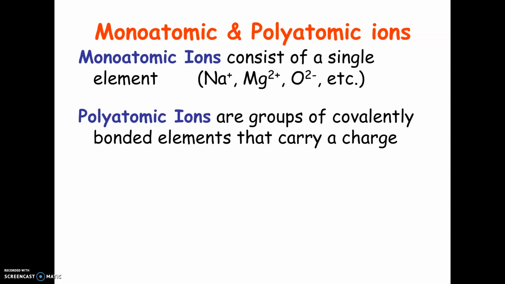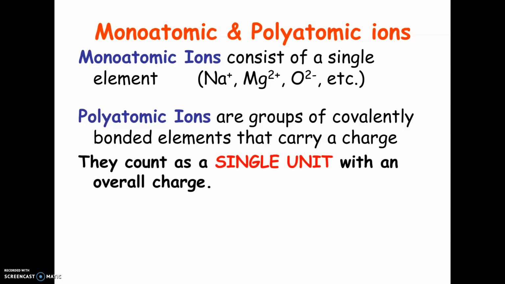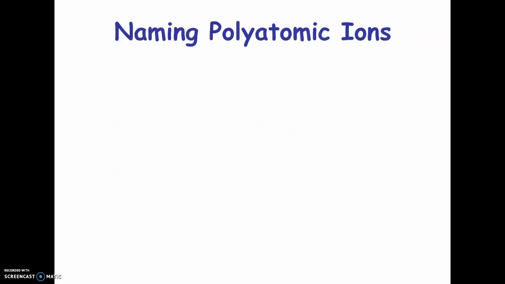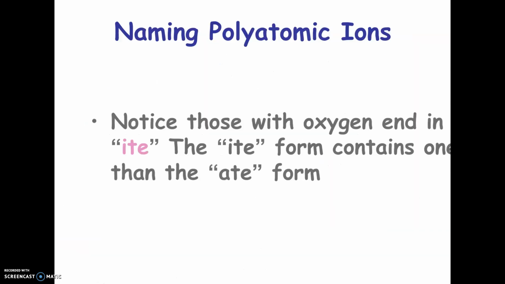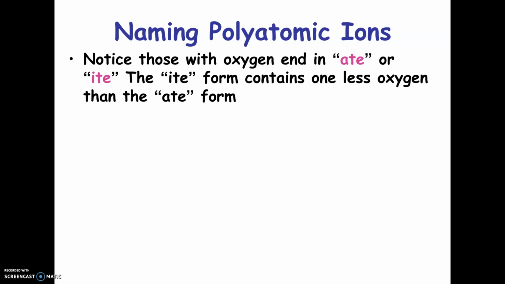Poly meaning many, and what happens is these are covalently bonded together, and we haven't talked about covalent bonds yet, but think of them as counting as a group. So they're a group of elements with an overall charge, and you count them as a single unit, even though they're made of multiple elements. So naming those, they actually come from a table.